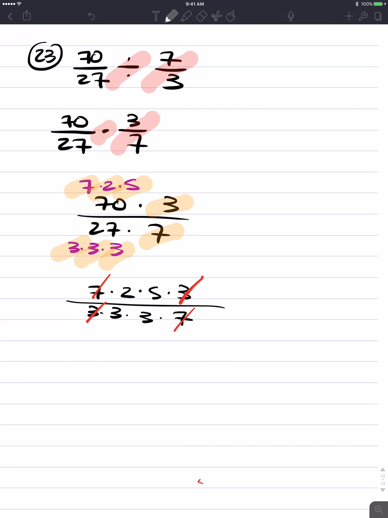Let's see what's left. Our final answer is going to be 2 times 5, which is 10, over 3 times 3, which is 9. We have reduced this fraction. It's 10/9.